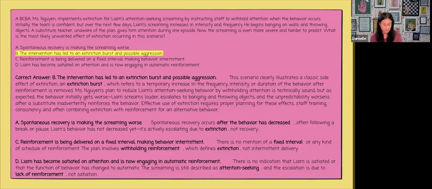And D, Liam has become satiated on attention and is now engaging in automatic reinforcement. There's no indication that Liam is satiated or that the function of behavior has changed to automatic. The screaming is still attention seeking, and the escalation is due to lack of reinforcement, not satiation.